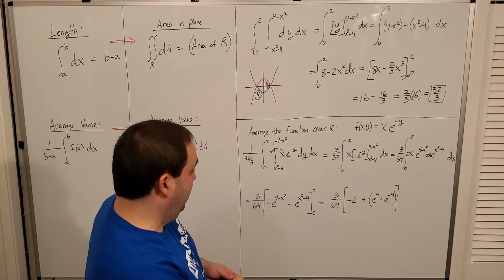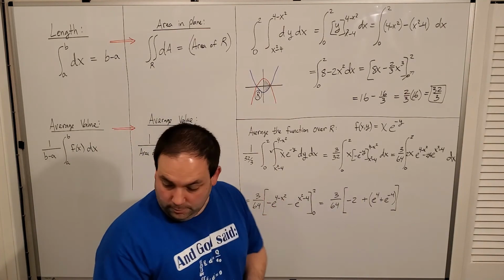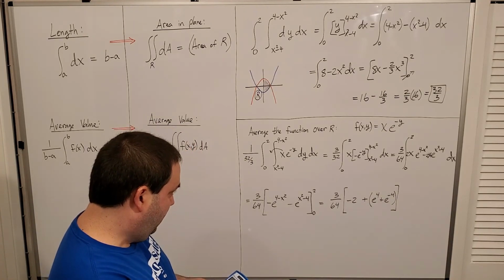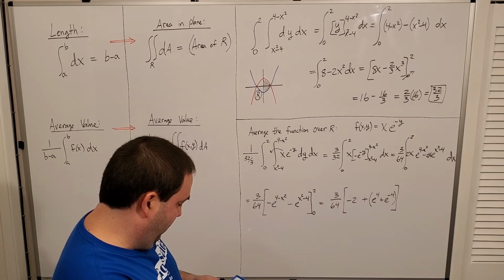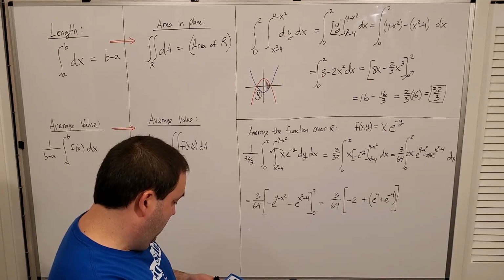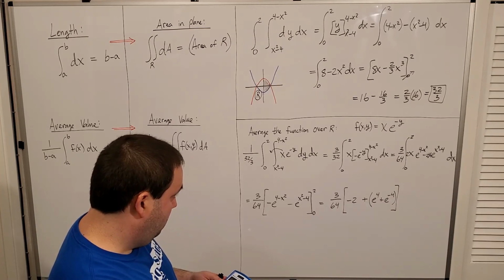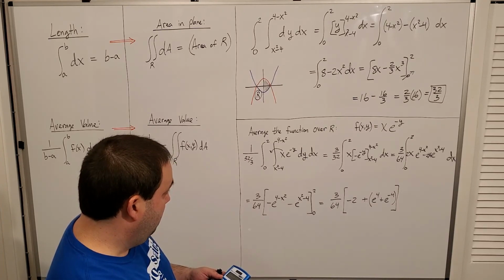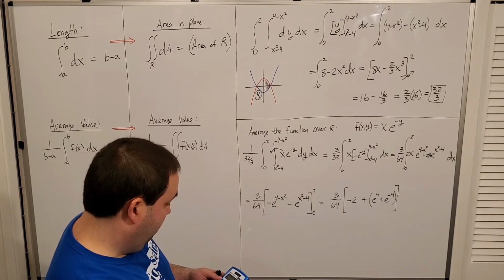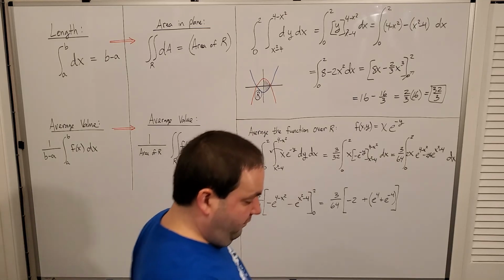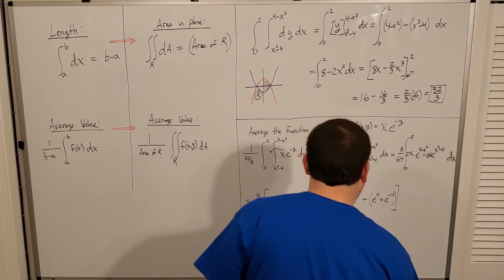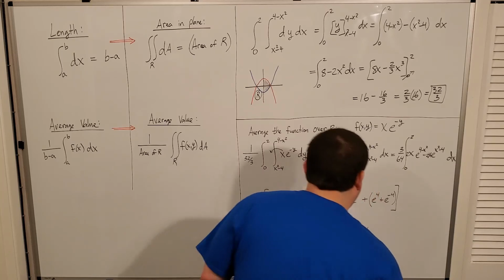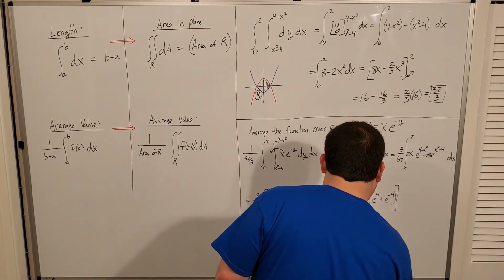So this is really as low as we can get without a calculator. Let's go ahead and crunch this one up real quick just to see what we get. Okay, so e to the 4 plus e to the negative 4 and then minus 2, right? Times 3 divided by 64. So I'm getting 2.4664. 2.4664-ish is my average value of this function.